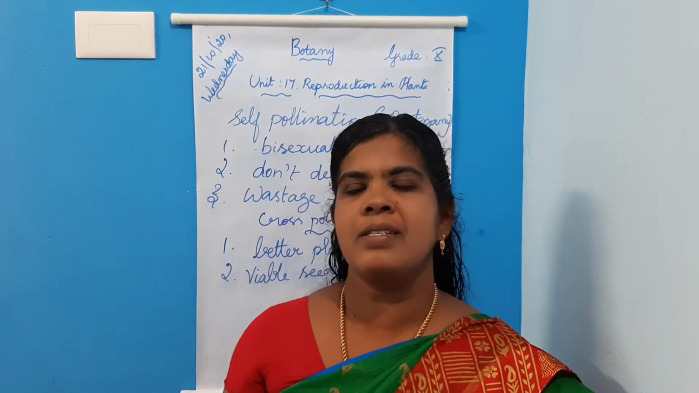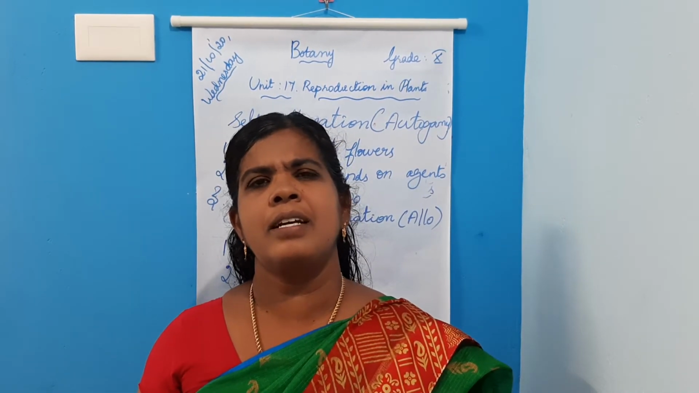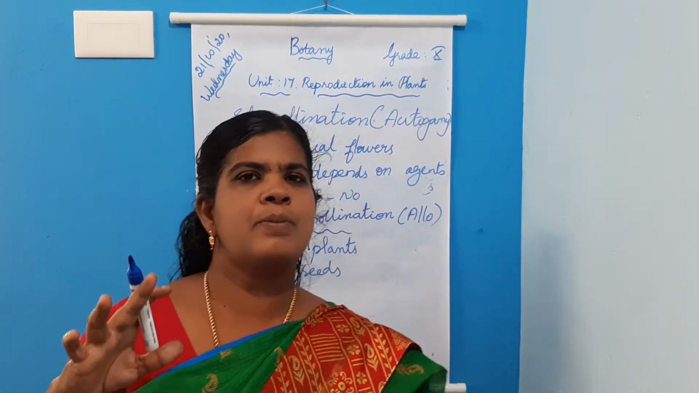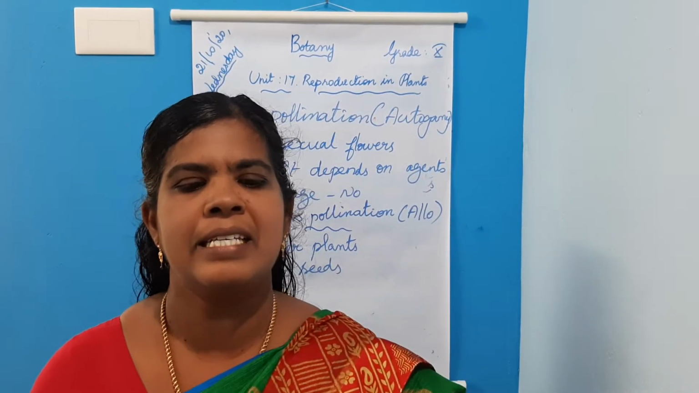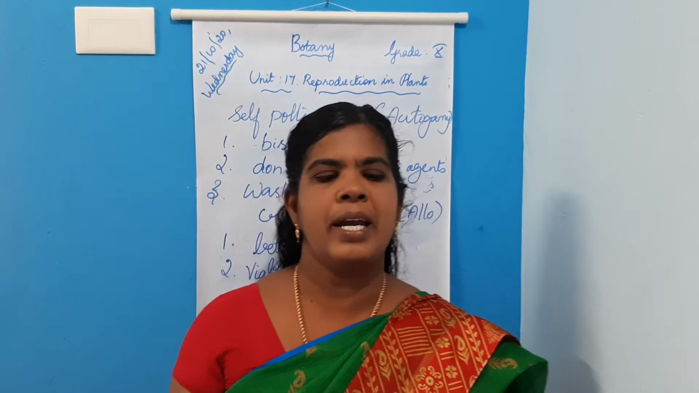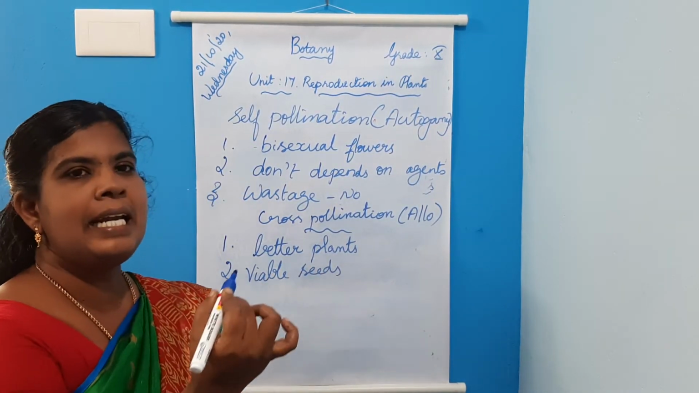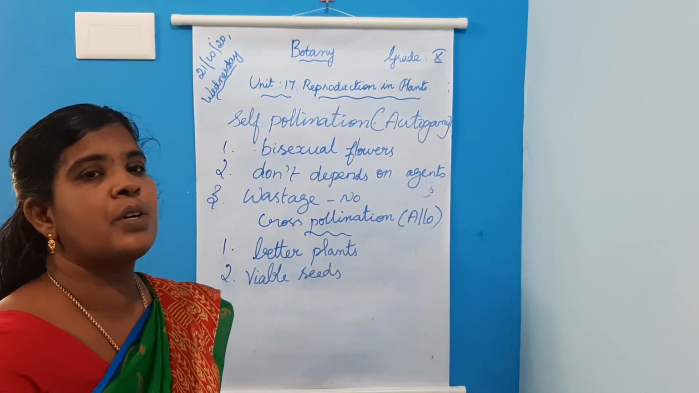Then second one is there will be more wastage of pollen grain. Third is it may introduce some unwanted varieties. Then fourth one is the allogamous flowers or cross-pollinated flowers depend on certain agents for pollination. Okay, so this cross-pollination takes place through certain agents. Now we can learn about the agents of cross-pollination.